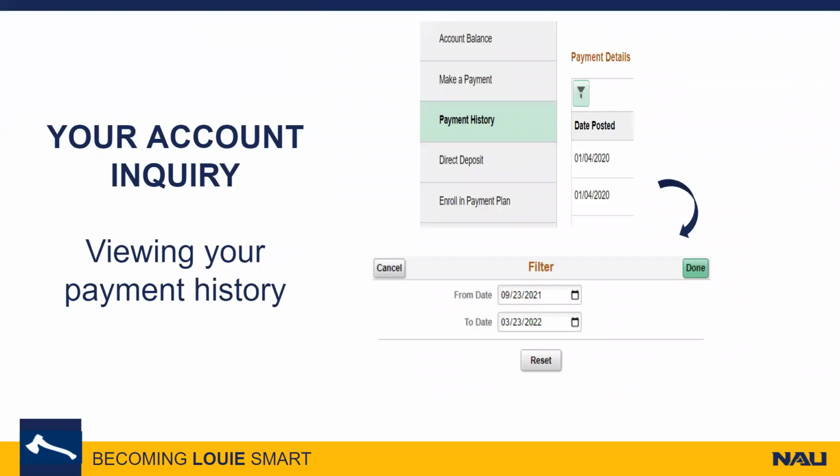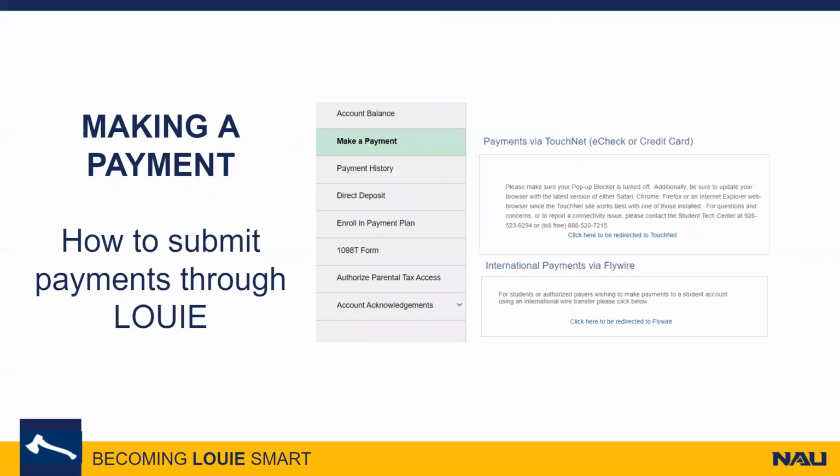If you're the type of person to keep a detailed record of your receipts, this part of your LOUIE account already does this for you electronically. Every personal payment and financial aid disbursement will be kept on your account forever. If there are previous payments that you'd like to view, press the funnel button and filter in the dates that you'd like to view. After that, you can press the Done button and those dates will populate. To reset to the original viewing, just select the Reset button and press Done.